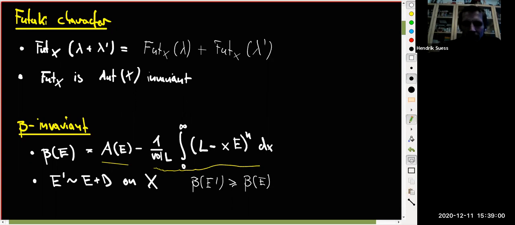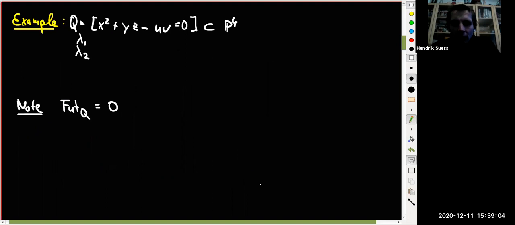Okay, and now let's have a look at a concrete example. So it's a completely simple one. I'm just looking at the quadratic threefold, given by this equation here, five variables, x squared plus yz minus uv in P4. And the first thing to observe is that we have a two torus acting here, and it's generated by two one parameter subgroups. And how do they act? So the first one, which I call lambda one, acts by weight 0, 1, -1, 0, 0 on the variables x, y, z, u, and v.